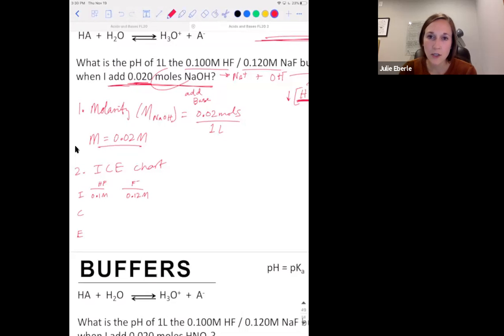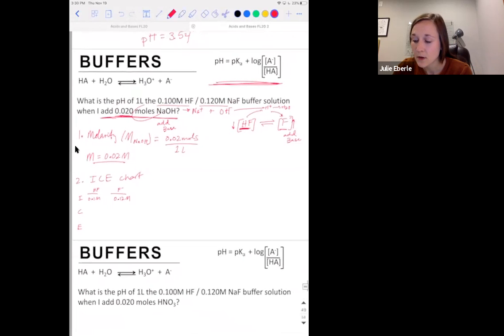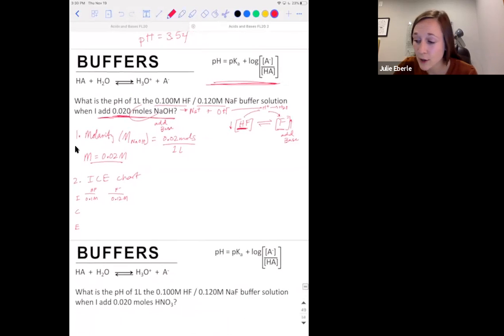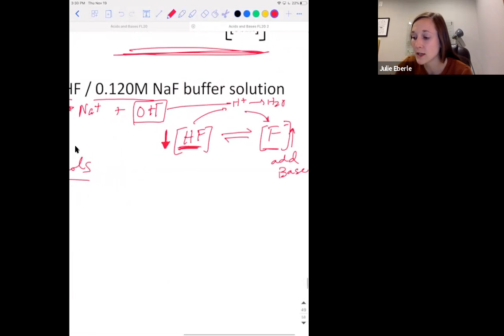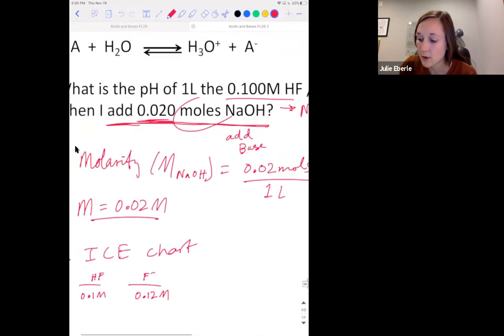Now, how do the concentrations of these things change? Well, they're going to react over here until we have no more OH minus. We're going to decrease our concentration of HF until we run out of OH minus molecules to neutralize. And we're going to increase the concentration of F minus until we run out of OH minus molecules. Well, how many of those do we have? This was the molarity of NaOH. So we have 0.02 molar.